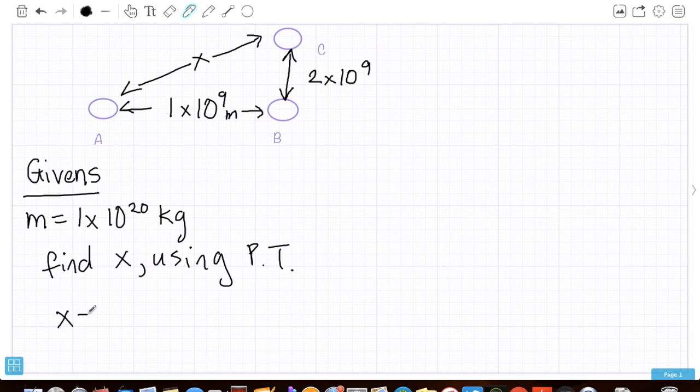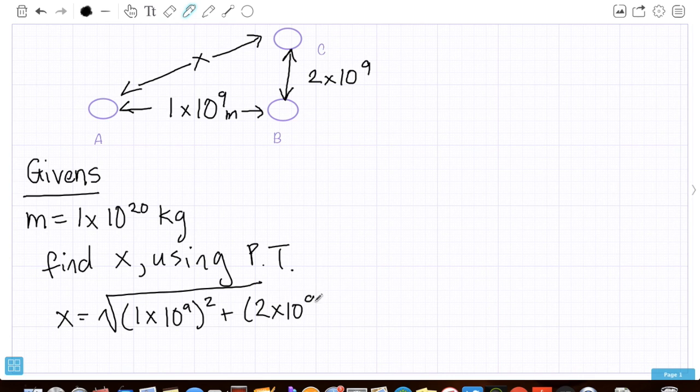So x is equal to the square root of 1 times 10 to the 9 squared plus 2 times 10 to the 9 squared. And when you work that out, it becomes 2.2 times 10 to the 9 meters.